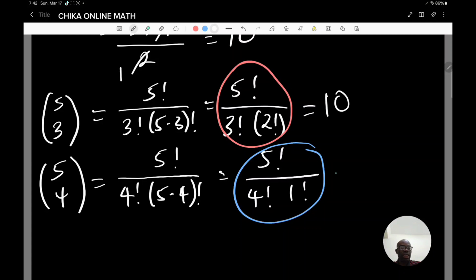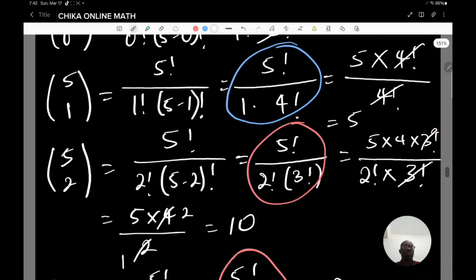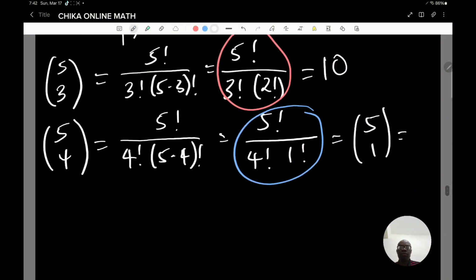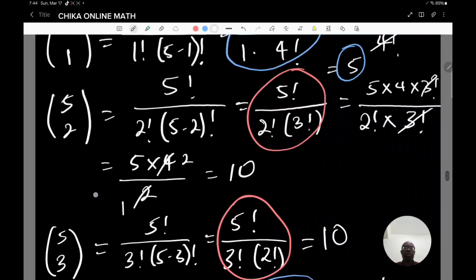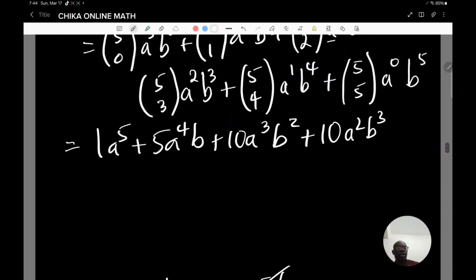So they're the same thing. So we get the same answer we got in 5 combination 1, which is what? What's the answer we got in 5 combination 1? It's nothing but the number 5, okay? So 5 combination 4 still gives us 5, okay? So since we got 5 combination 4 equal to 5, we'll substitute it in our answer. We'll be having what? Plus 5 a raised to power 1, which is a, b raised to power 4, okay? Plus the last one is 5 combination 5. So 5 combination 5, a raised to power 0, b raised to power 5.